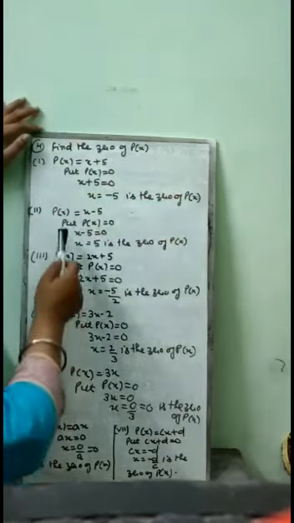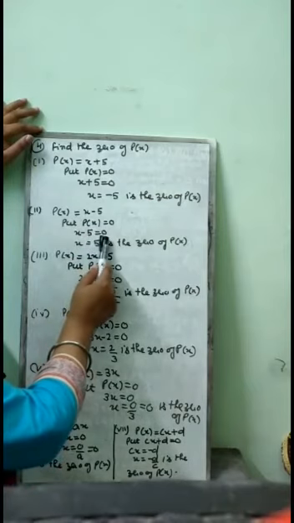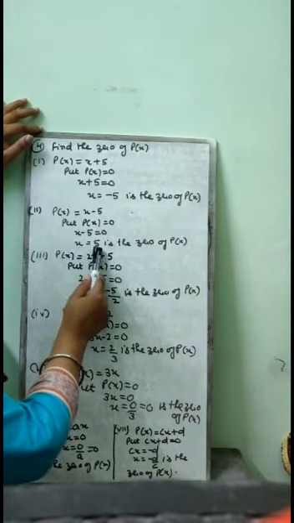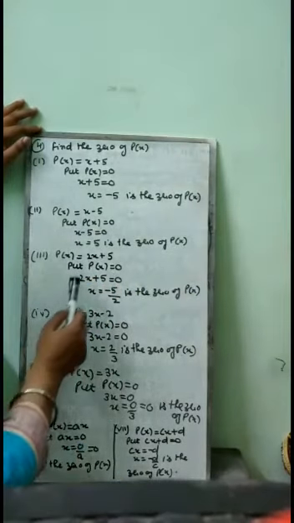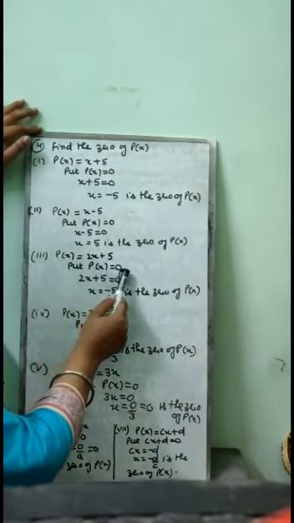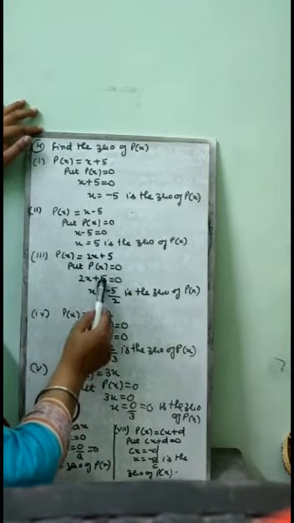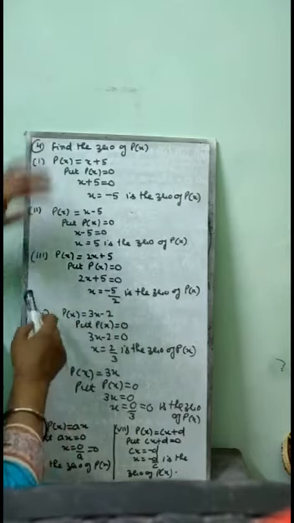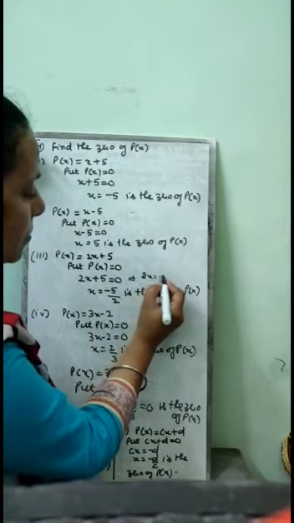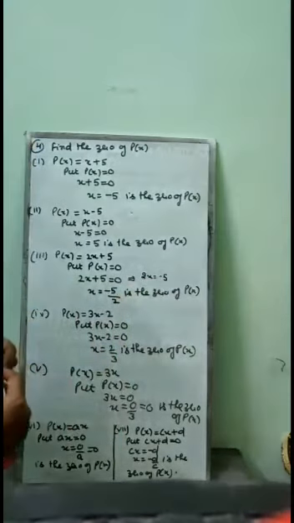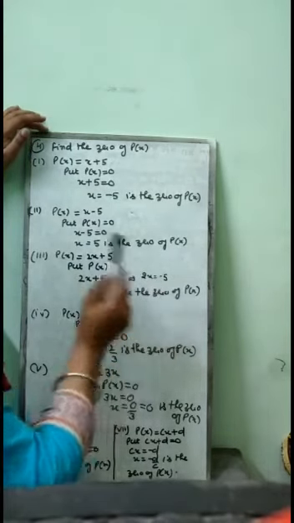Clear? In the second part, P(x) is x minus 5. Put P(x) is equal to 0. x minus 5 is equal to 0. You will get x is equal to 5, which is the 0 of P(x). Same in the third part. P(x) is 2x plus 5. Put P(x) is equal to 0. 2x plus 5 is equal to 0. Firstly, 5 will go to the other side, it will become minus 5. Then 2 will go under the 5. You will get minus 5 by 2 is the 0 of P(x).